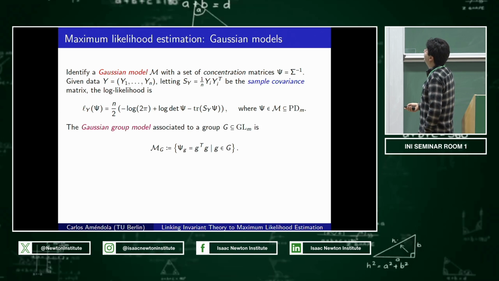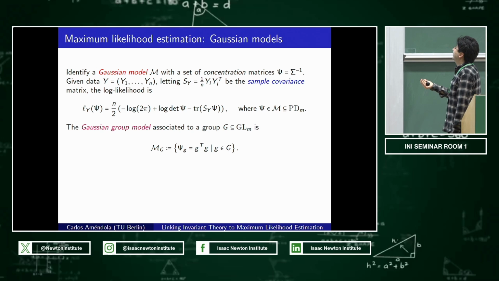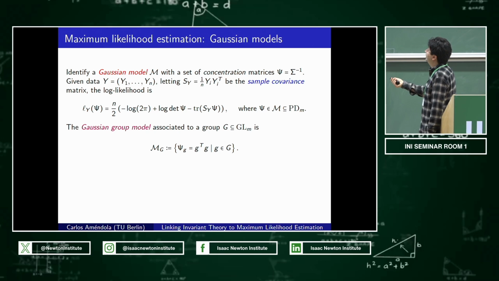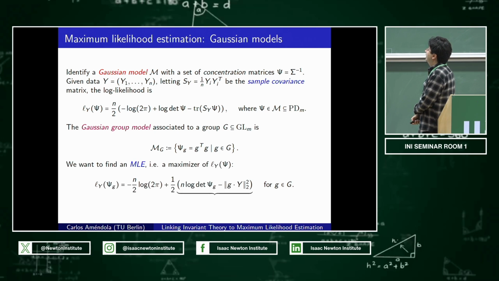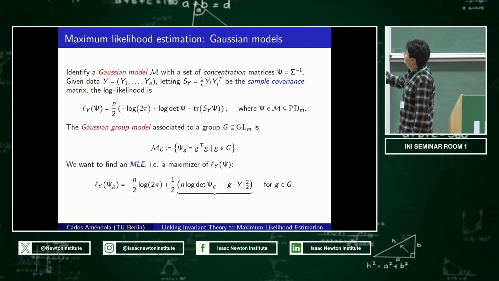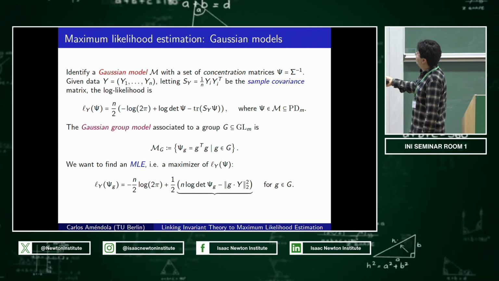And so, once you have this, what are the models that we're going to be interested in? Well, these will be Gaussian group models. So we're going to now have a group that is a subset of GL_m. And we're going to consider concentration matrices that can be written as g transpose g, where g is in this group G. And so if we want to find out the maximum likelihood estimate, we need to maximize this function, and it will turn out it looks like this.